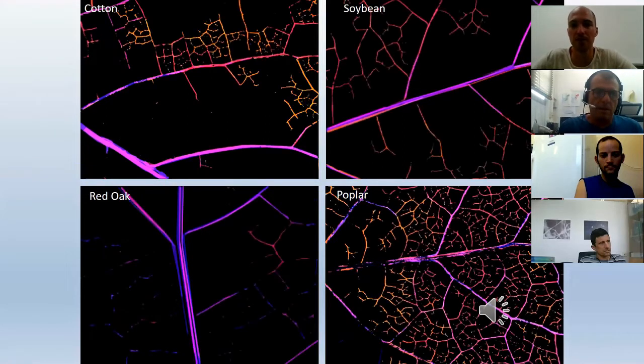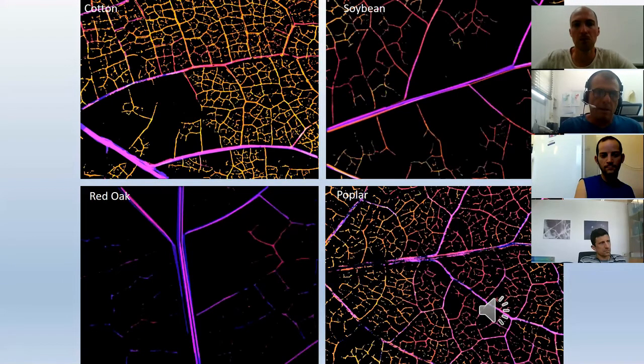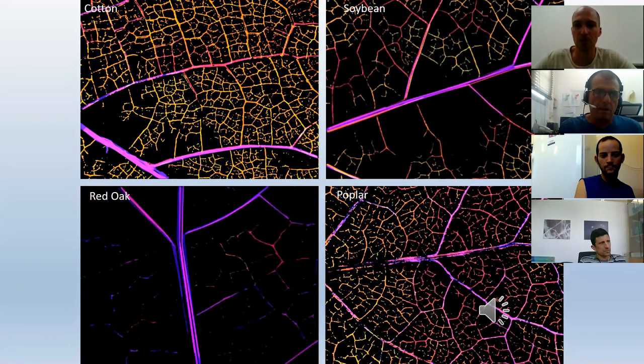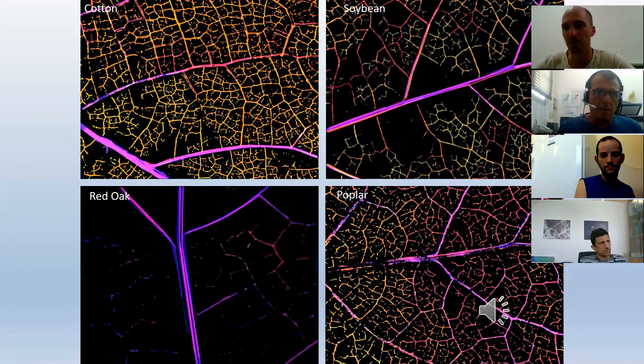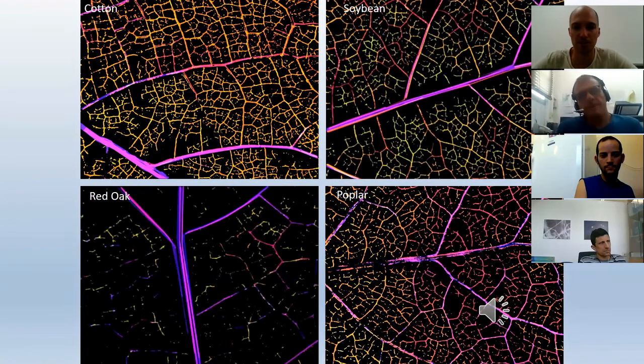What you can see is the time of the cavitation represented by the color. Blue color suggests cavitation occurred earlier. Yellow color suggests cavitation occurred later. And you can see when the cavitation occurred.